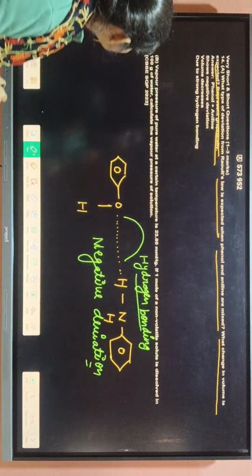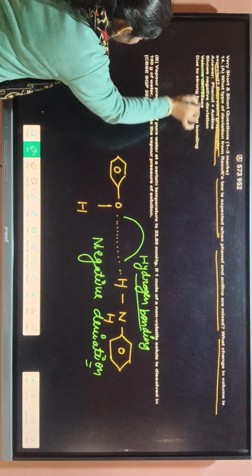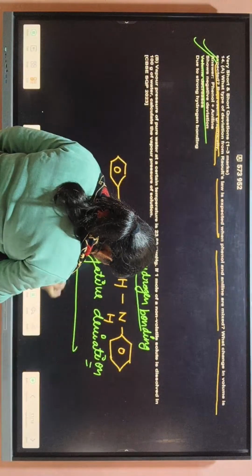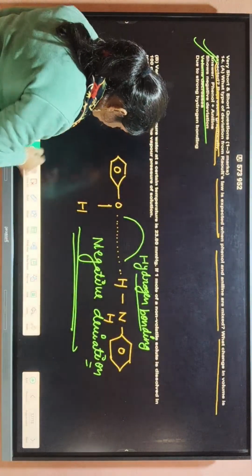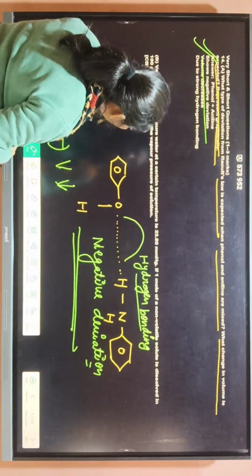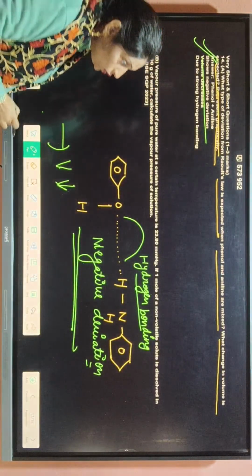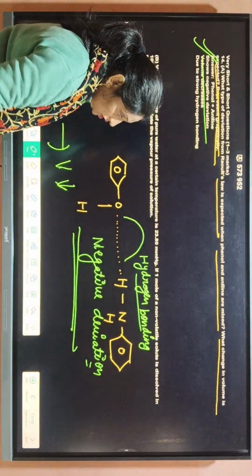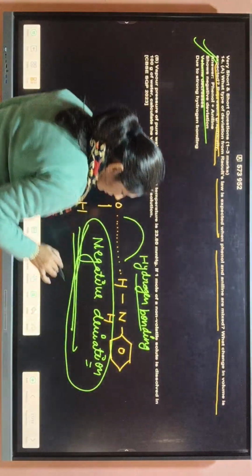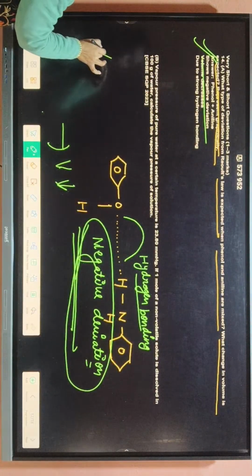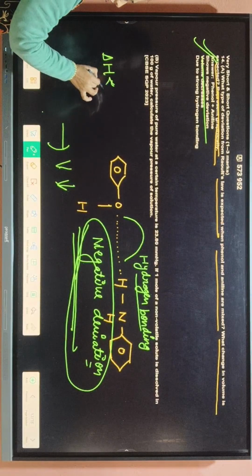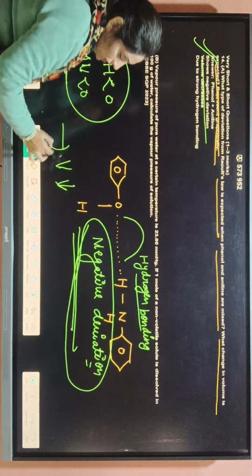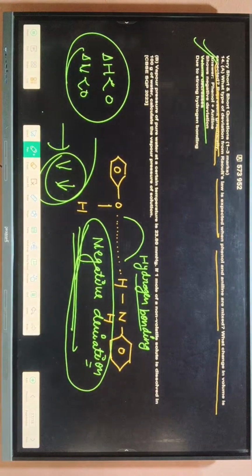So here, students, they show the negative deviation. If they show negative deviation, then attraction increases, so volume will decrease. Due to strong hydrogen bonding between solute and solvent in solution, they show negative deviation, and in negative deviation, del H will be less than 0 and del V also will be less than 0. So volume will decrease here, students.